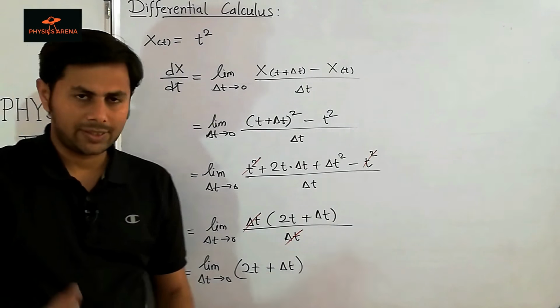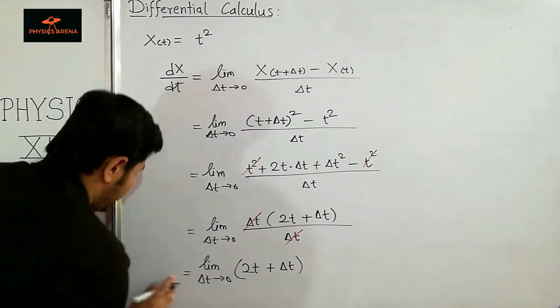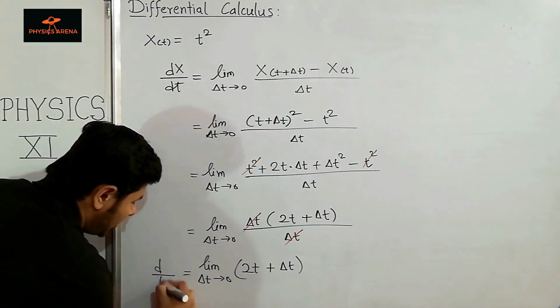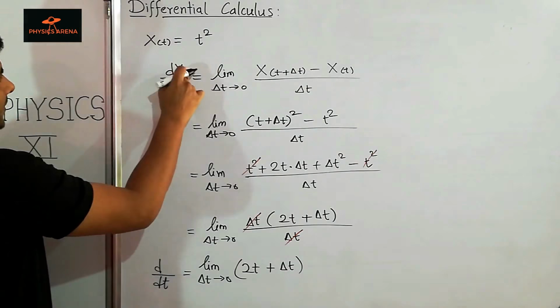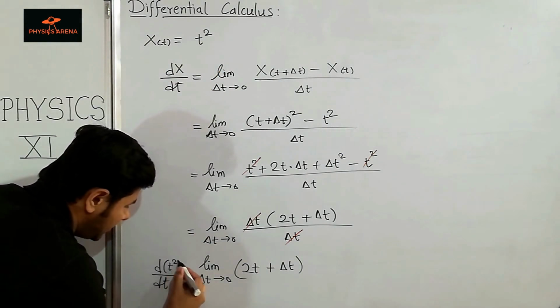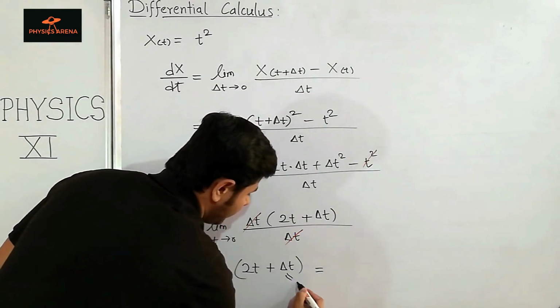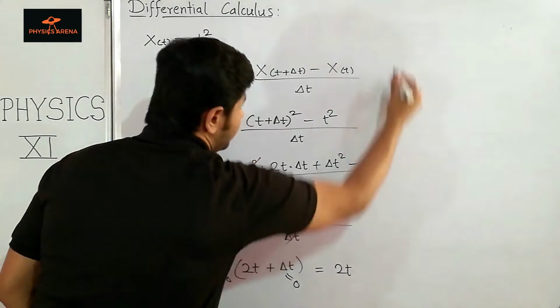Now we'll substitute this limit in here. So delta t is almost 0, we'll make this 0. Therefore we get d by dt of x, and x was t square, so d by dt of t square is 2t, because this term becomes 0.